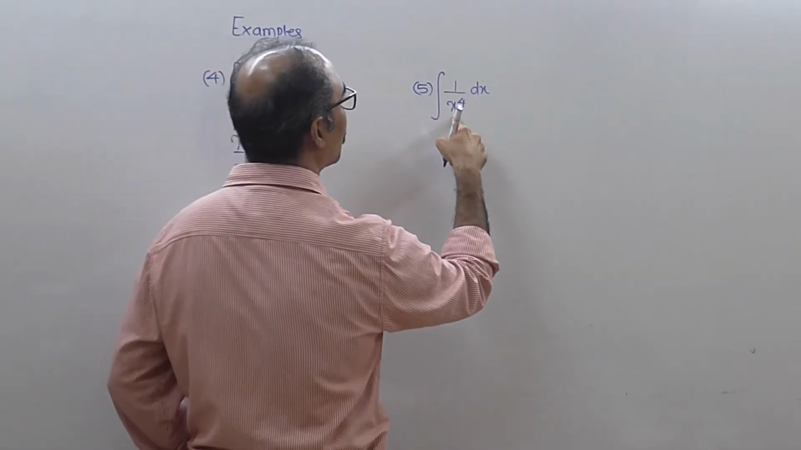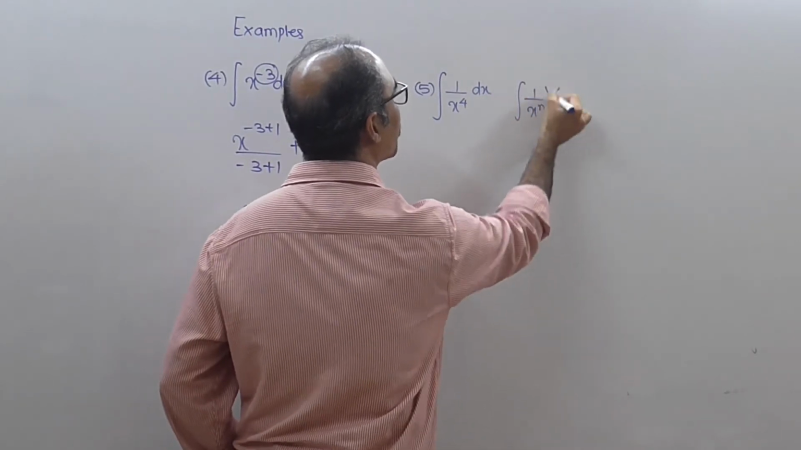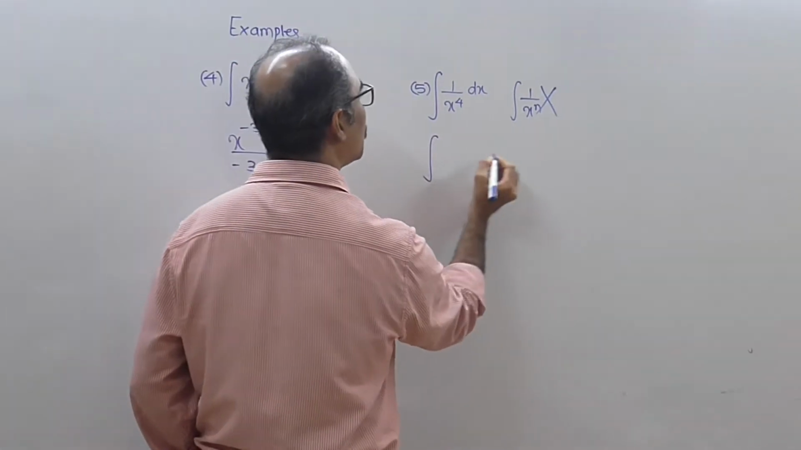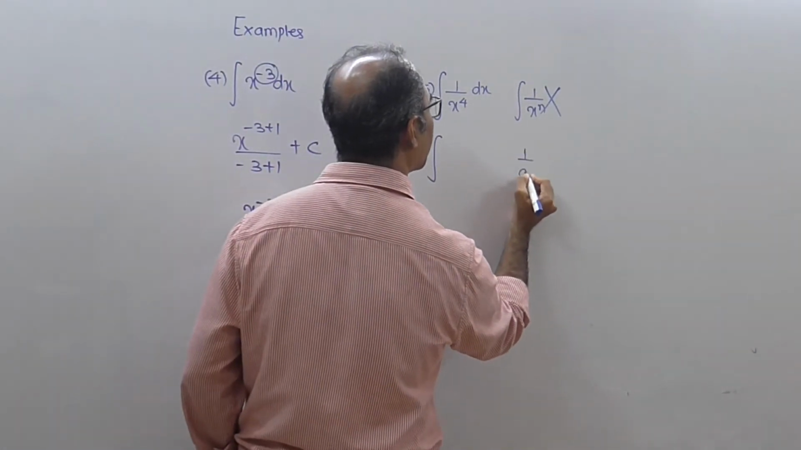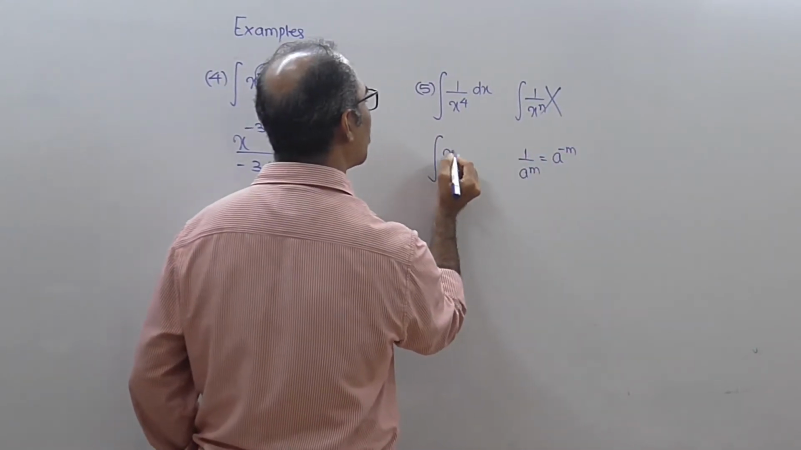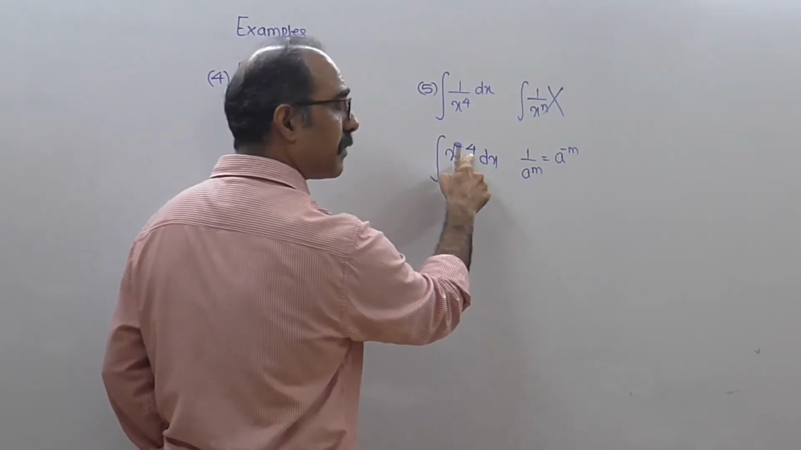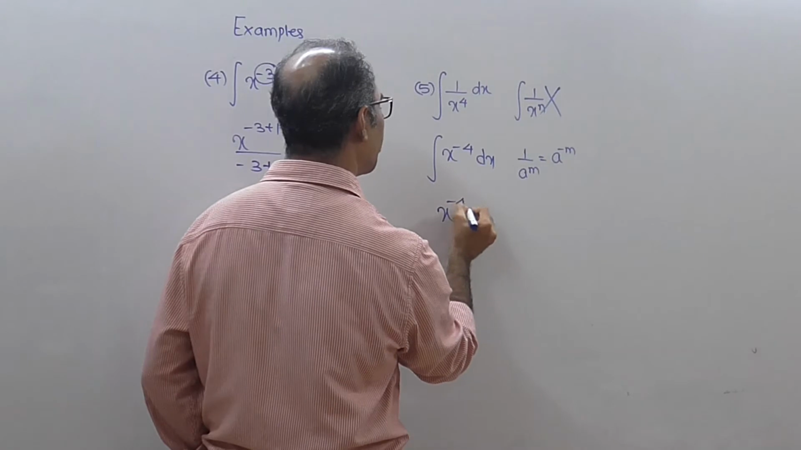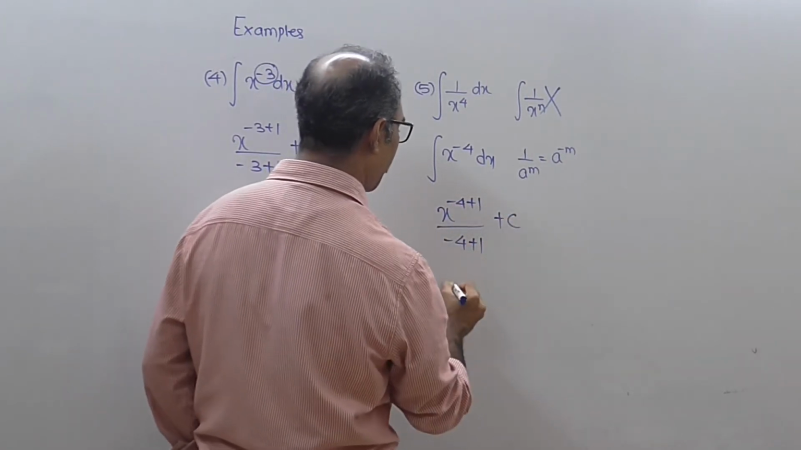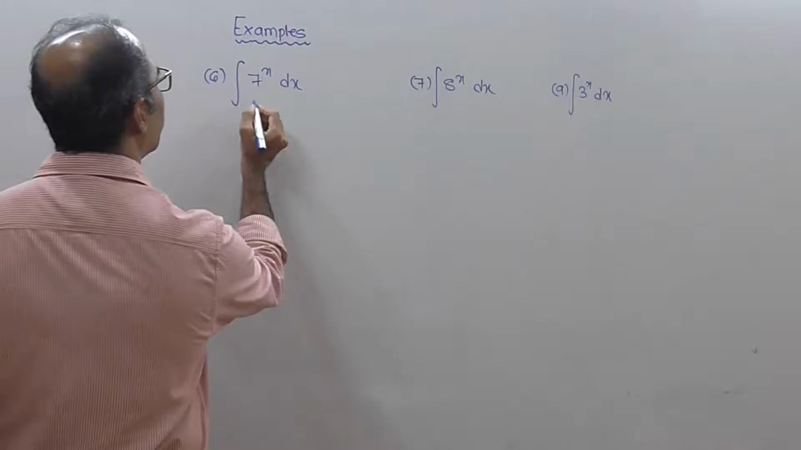Now here we don't have a formula with regard to integration of 1 upon x raised to n. There is no such formula. So what we can do is use the rule of indices. Rule of indices says that 1 upon a raised to m is nothing but a raised to minus m. So this we can write as x raised to minus 4 dx. Now this is a power function. The integration of this will be x raised to minus 4 plus 1 upon minus 4 plus 1 plus c. This will be x raised to minus 3 upon minus 3 plus c.